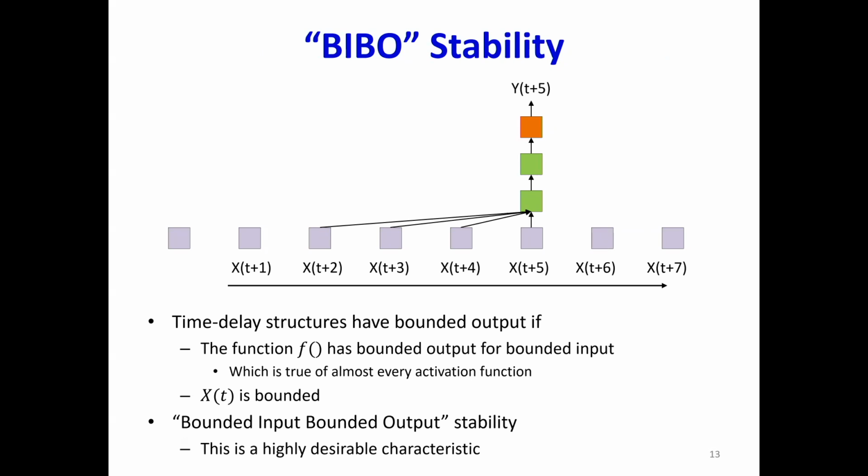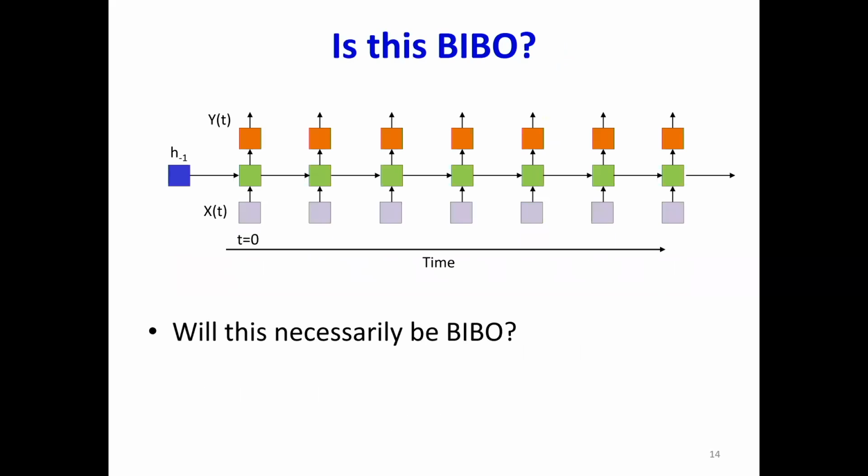Now, this is a highly desirable characteristic. You don't want your network to go off and blow up. What about this one? Is this going to be BIBO? No. Why not? Because it's an infinite response system. So what are the conditions under which this is going to be stable?